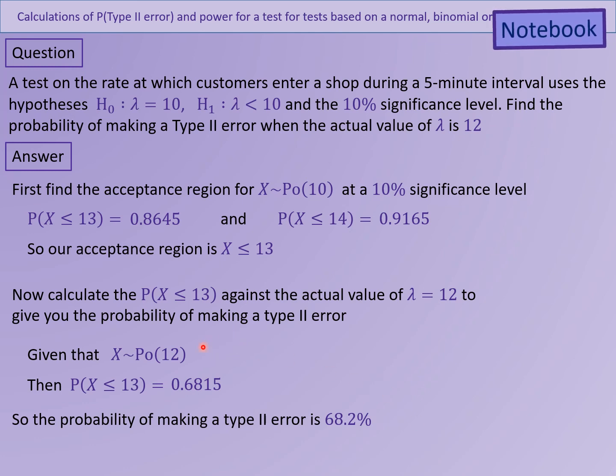So you need a second distribution to work out the probability of making a type 2 error. Okay, that's important. That's what makes it more tricky than working out a type 1 error.